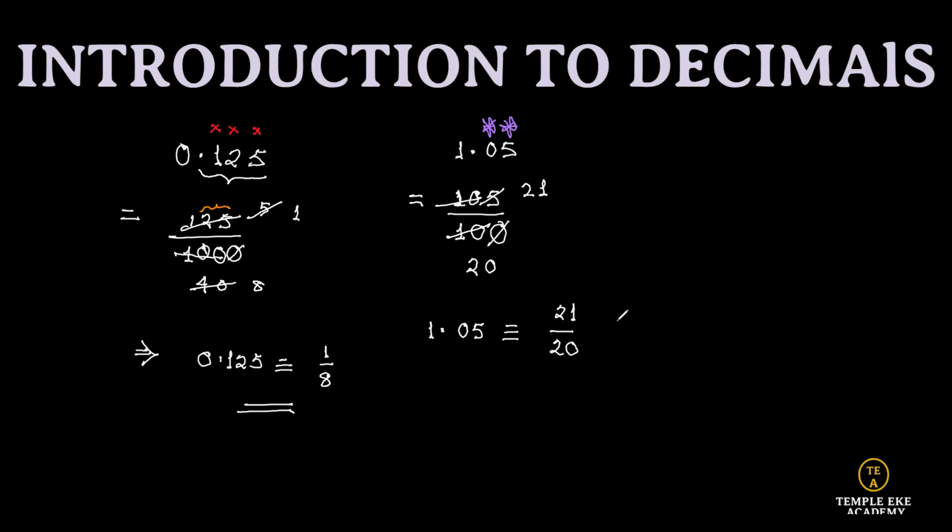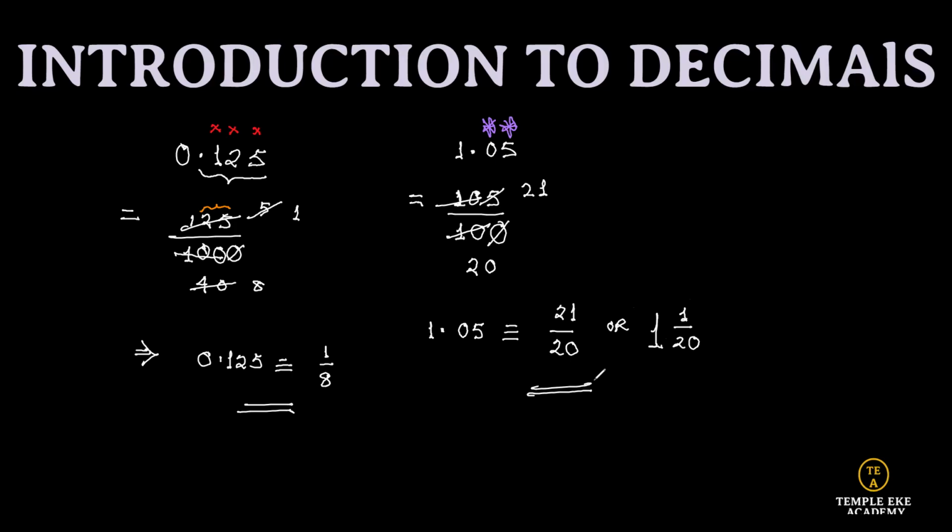Or we can have the mixed form. 20 divides into 21, that's 1, the remainder 1, placed over the original divisor, which is 20. I've been able to convert the decimal into the equivalent fraction. All right. So this is how to convert decimal into the fraction.